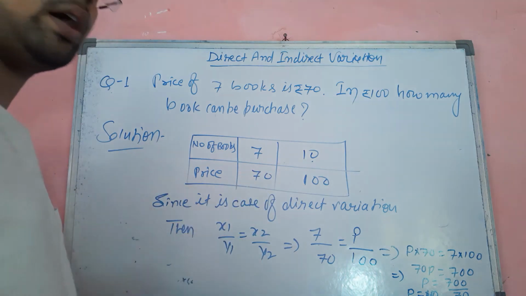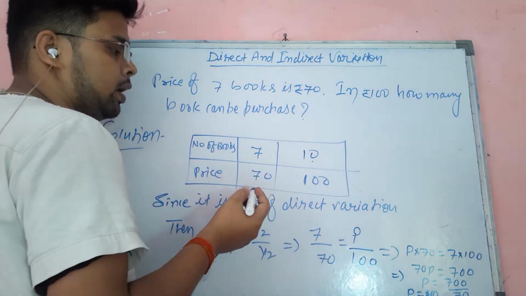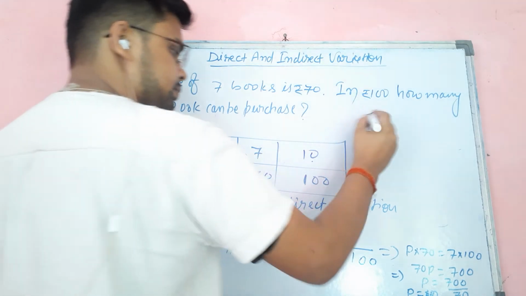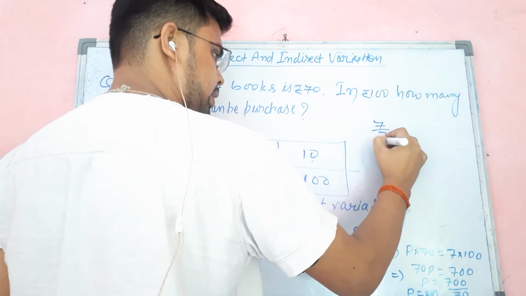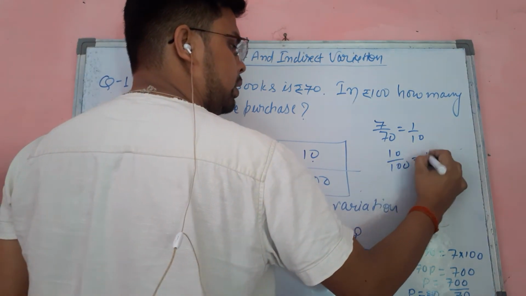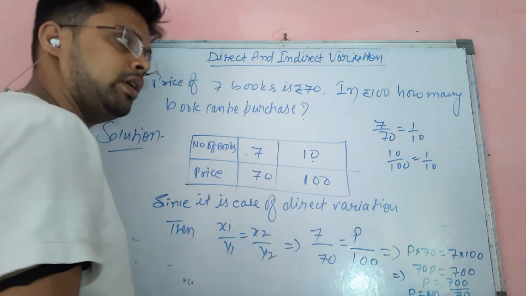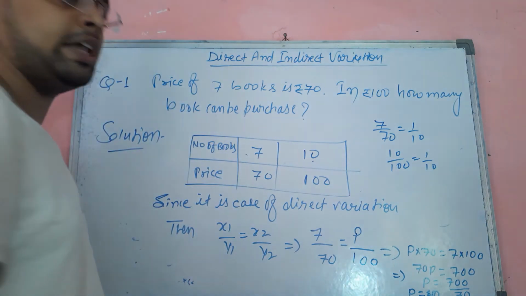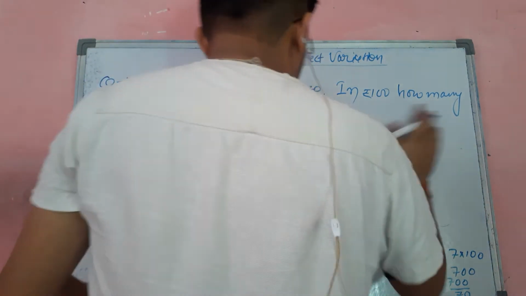If you want to check your answer, you can easily check. Take the ratio of book to price. So 7:70 is 1:10, and 10:100 is also 1:10. It is not changing, na? It means your answer is correct. In this way, you can check your answer. Understood? Okay.